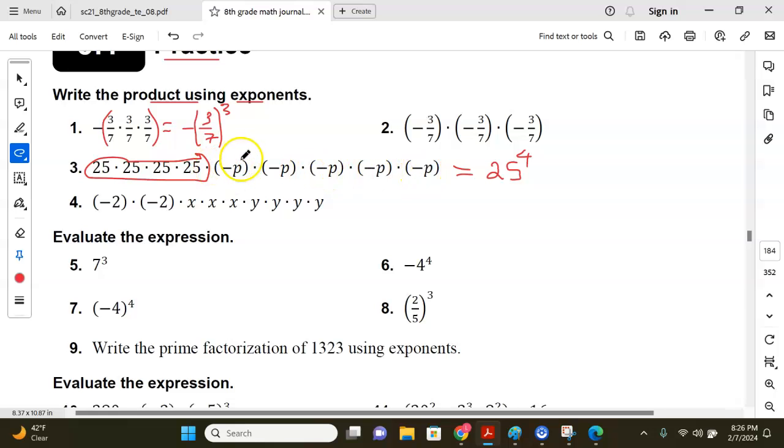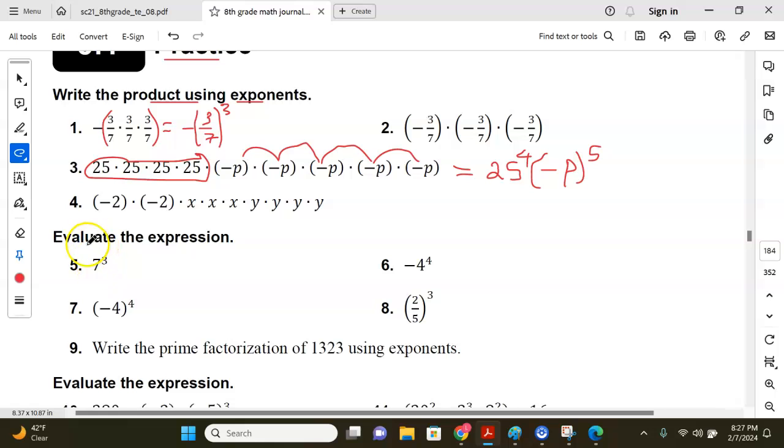A negative times a negative is a positive, times a negative is a negative, negative times a positive is a negative, and then, I'm sorry, negative times a negative is a positive, positive times a negative is a negative, negative times a negative is a positive, and then positive times a negative will give you a negative. So it's going to be negative p to the 5th power. Sorry. Okay, so there is my answer to number 3.